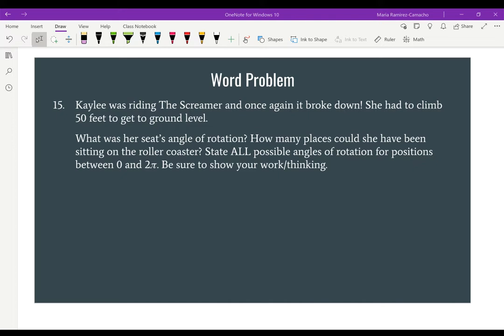Okay, 15. Kaylee was riding the screamer, and once again it broke down. She had to climb 50 feet to get to ground level. What was her seat's angle of rotation? How many places could she have been sitting on the roller coaster? State all possible angles of rotation for positions between 0 and 2 pi. Be sure to show your work/thinking.